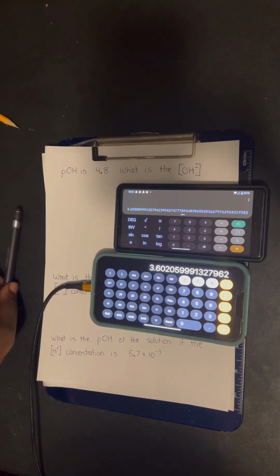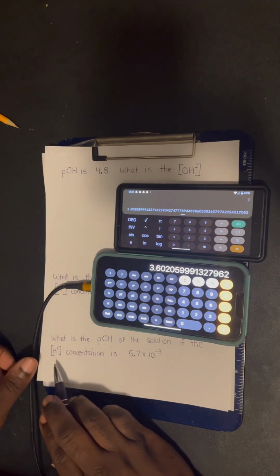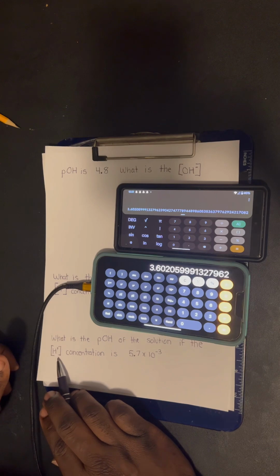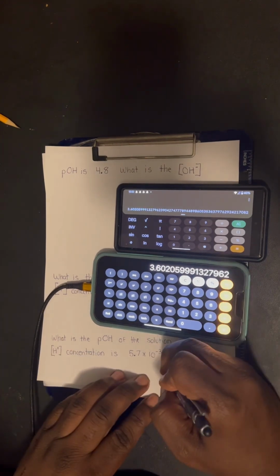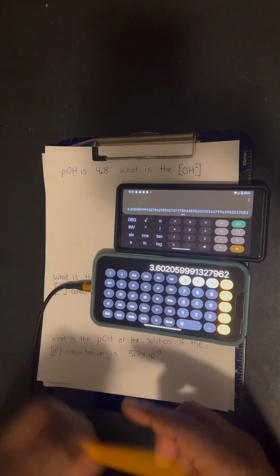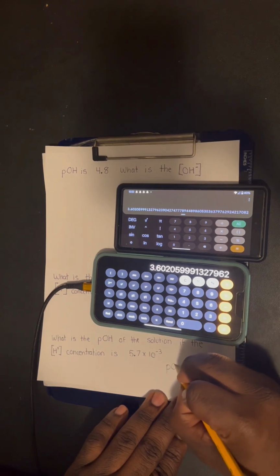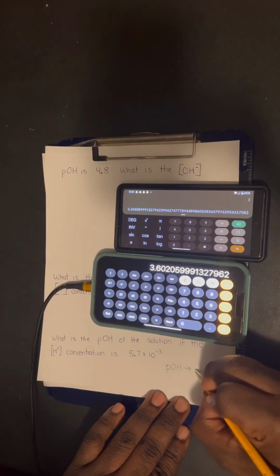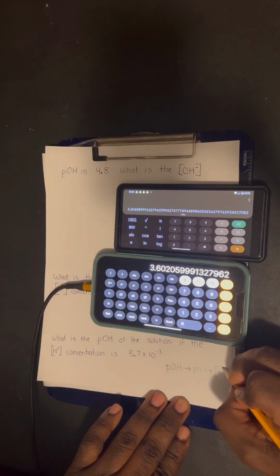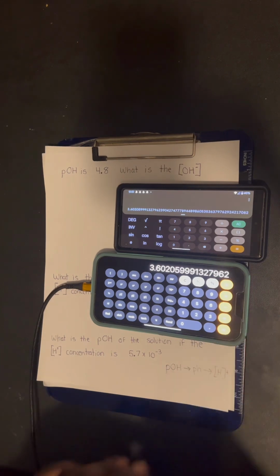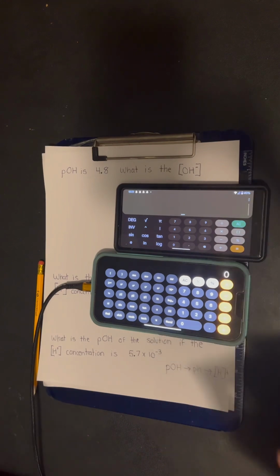All right, so in this one, they give us the hydrogen concentration, but they want to know the pOH. So in order to do that, you can't just go from H plus to pOH. You have to find what the pH is first, and then change that to pOH. So to find that, we're gonna do it the exact same way. I'm gonna do it on both calculators.